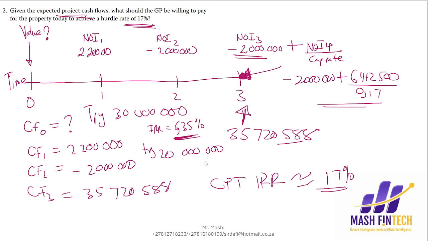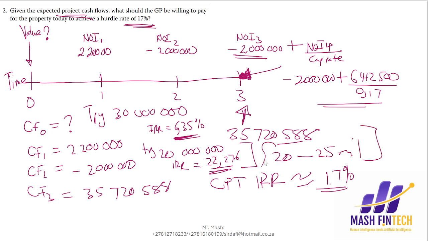If you use 20 million, you're going to get an internal rate of return of 22.276, which we see that this is now too high compared to 17%. You can then try 22 million. Basically, what you see from this is that the GP should be willing to pay between 20 and 25 million. That's where your answer is going to be using trial and error.